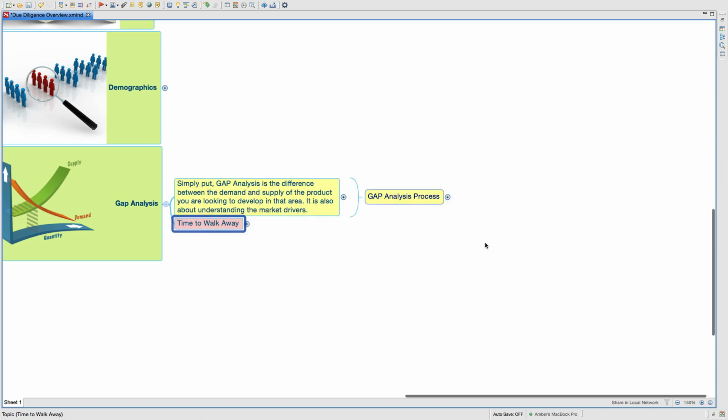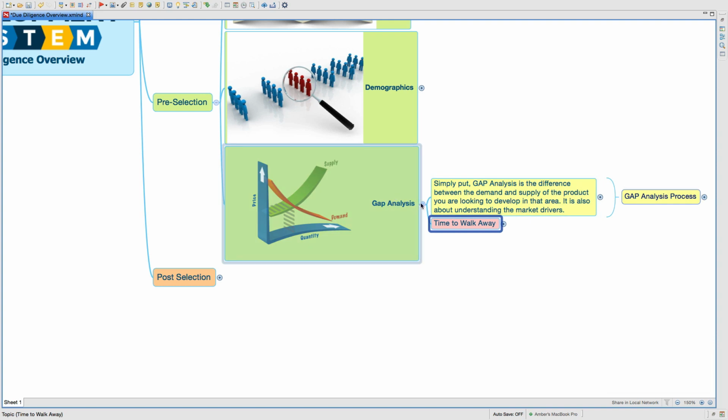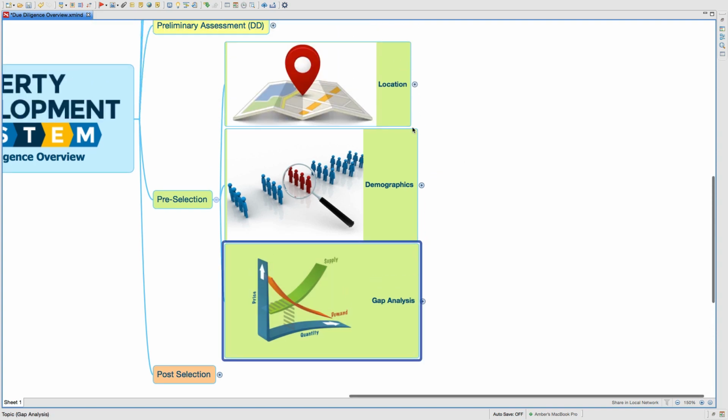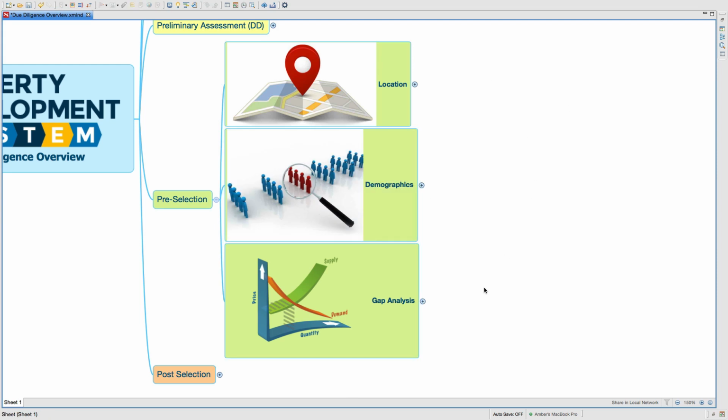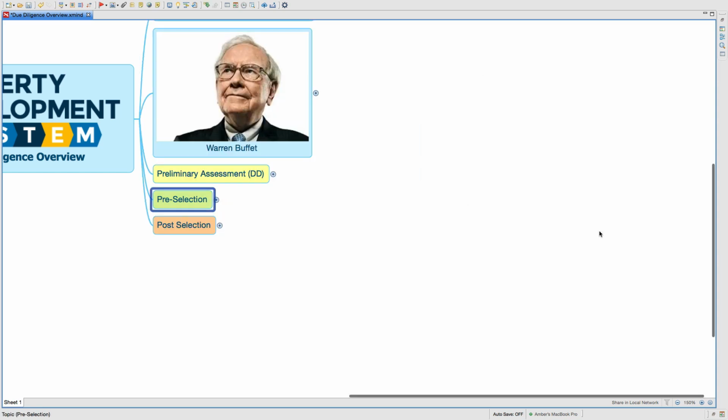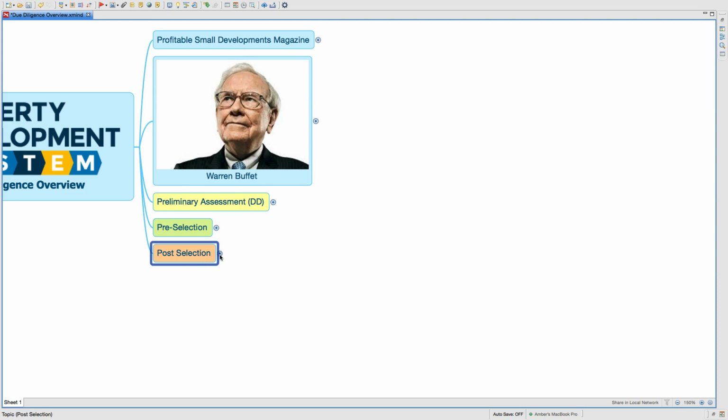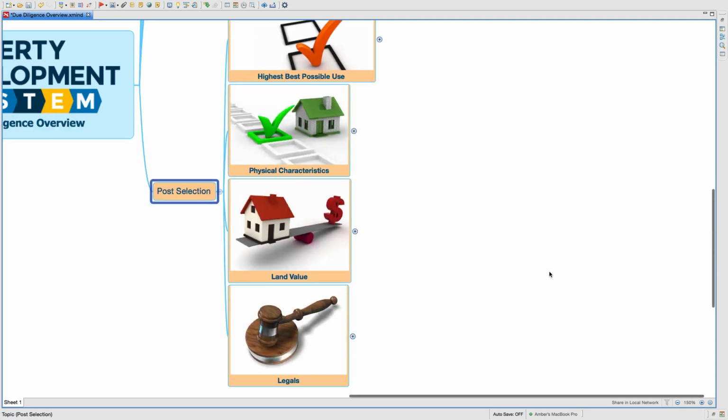So these are the three important things that you've got to consider in your due diligence process. And we go into a lot more detail than this, but this is just an overview for you to get an understanding of what's involved in the pre-selection process. Post-selection, there are 4 major things that should become part of your due diligence process: determining highest best possible use, understanding the physical characteristics, determining the land value, and legals.